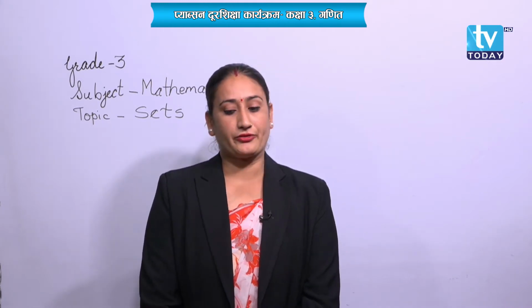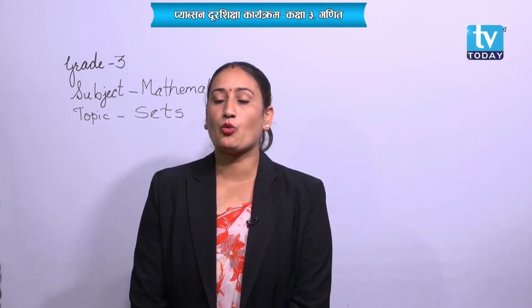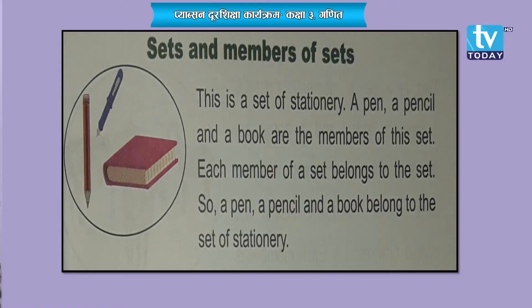So first, here is one picture. Have a look at this picture. Inside that picture, what have you noticed? There is a book, pen and pencil, right? So, we call it a set of stationery. It is the set of the stationery. A pen, a pencil and a book are the members of the set.